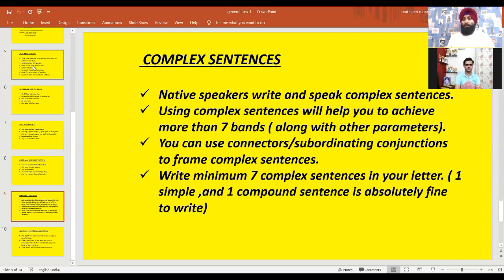So if you struggle a lot, then also I have a solution for you. But let me tell you that if you are going to use complex sentences, it is going to help you get seven bands or more. Okay, so if you are not able to write all nine complex sentences, or you may choose not to write it because it's your choice, right? So you can have at least seven complex sentences, one simple and one compound sentence is absolutely fine. Okay, so in total, if you see 7 plus 1 plus 1, it makes 9 sentences in total.